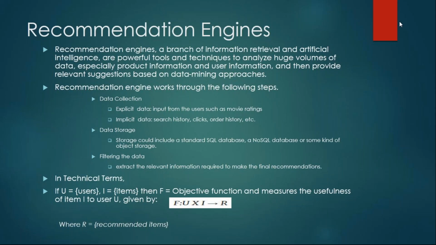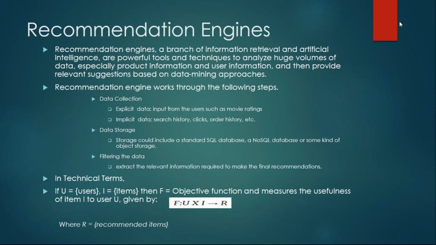Recommendation engines work through the following three steps: data collection, data storage, and filtering the data. For data collection, you have two types: explicit data and implicit data. An explicit example is your movie rating. Implicit examples are your search history, clicks, and order history. Storage of data can be any standard SQL or NoSQL or any kind of object storage. And then you can filter the data based on the relevant information to make the final recommendation.